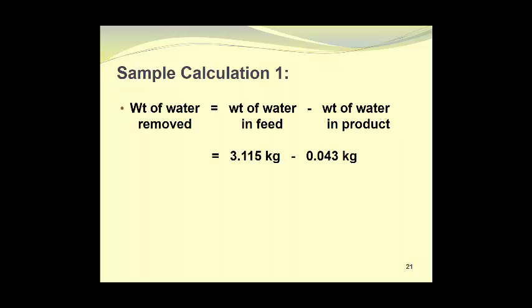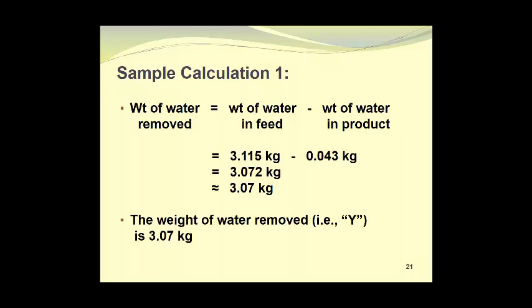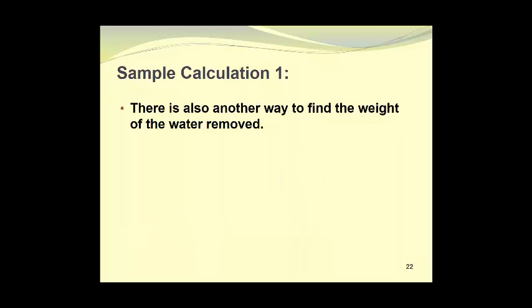Repeating this equation, we can now substitute the value of 3.115 kilograms as being the weight of the water in the feed and subtract 0.043 kilograms of water in the product from it to get 3.072 kilograms of water being removed in this drying process, and that's approximately equal to 3.07 kilograms. Therefore, the weight of water removed, which is the value Y, is equal to 3.07 kilograms.